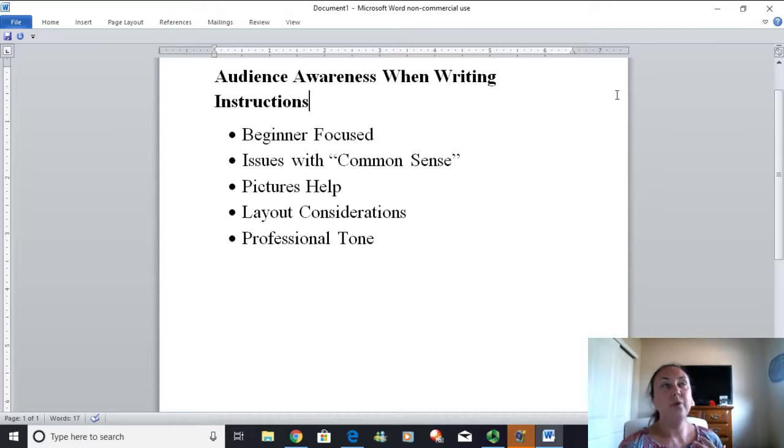So for our specific project, all of the instructions are about writing towards a beginner audience. This means that you really have to step back from knowing something about what you're writing about and think of it from the perspective of the person that truly does not know. And there are several ways that you can do this.